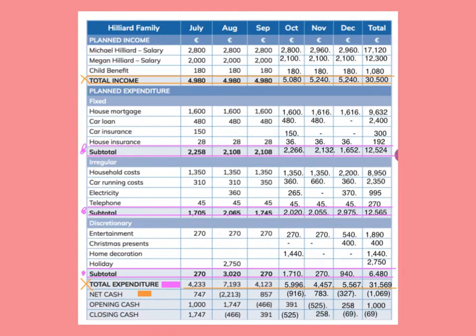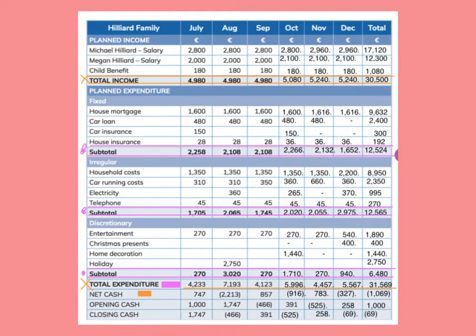Hey guys, so I'm just going to go through the opening and closing cash again. If you have any questions on this, you need to send me a message and ask me, okay? First of all, just to note, when I give you solutions, I give you kind of coded solutions. So for example, you can see here the total expenditure is in purple. So this figure here, 4233, came from adding this figure plus this figure plus this figure here, okay?